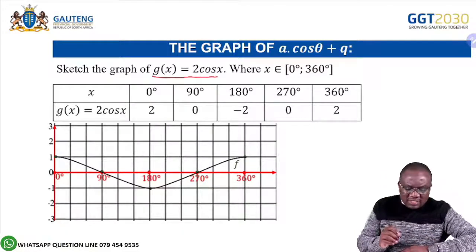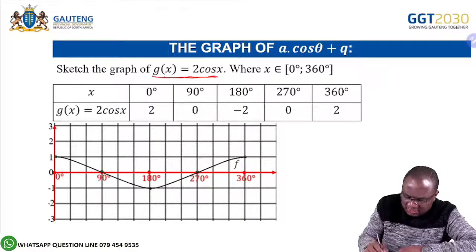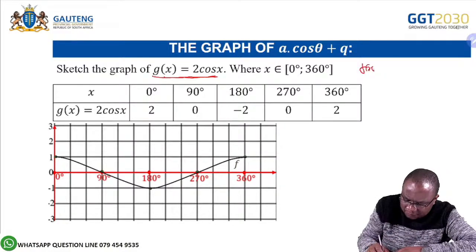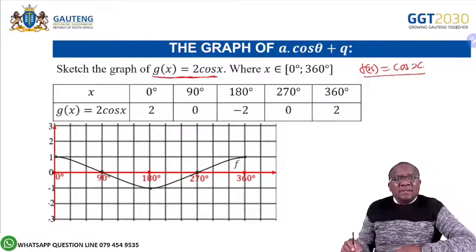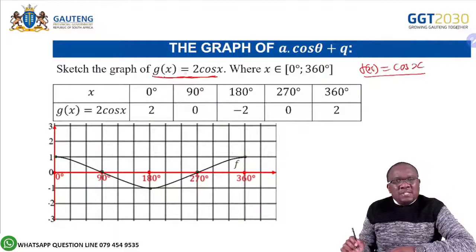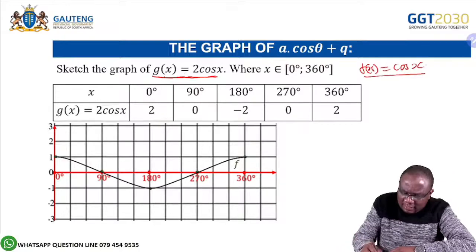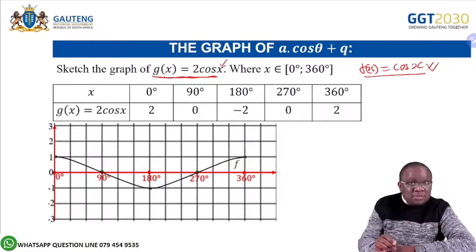Now we're going to sketch the graph of g of x equals 2 cos x. What's the difference between g of x and f of x? F of x is like this. What is the difference between this and this? There is a 2. The coefficient of cos x is now 2. Here, the coefficient of cos x is 1. Here, the coefficient of cos x is 2, isn't it?